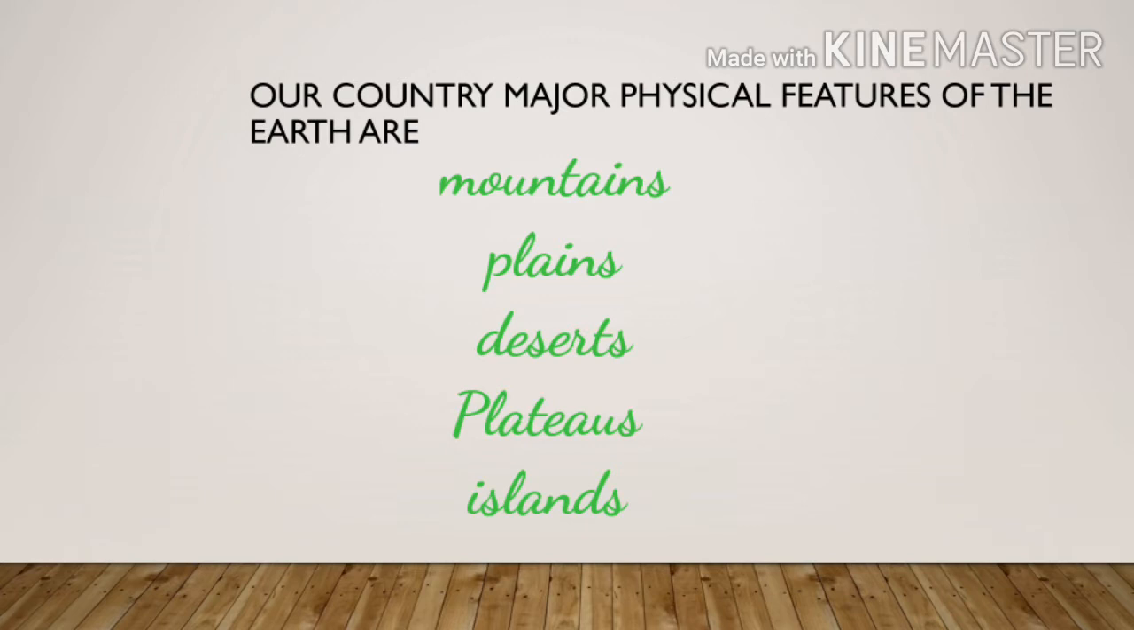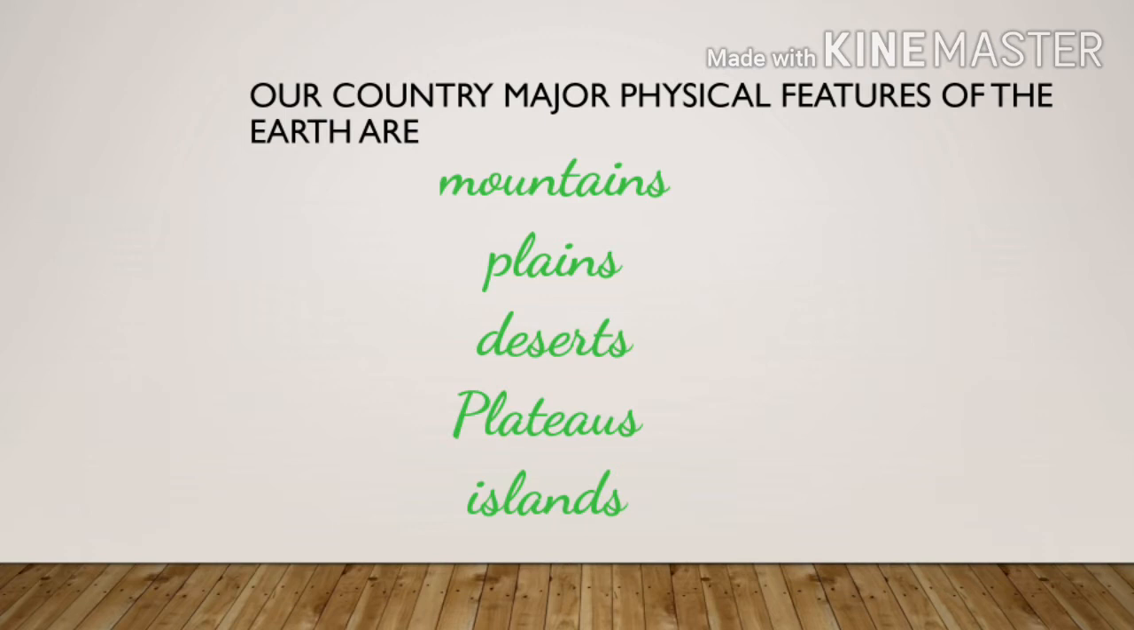Plateau is a top flat area, long in size and shape, and islands are those areas which are covered by the water bodies from all the sides, like Sri Lanka, Andaman and Nicobar Islands, and Lakshadweep Islands in the southern part of India. In these features, we see the different geographical areas and different land mass in these places.